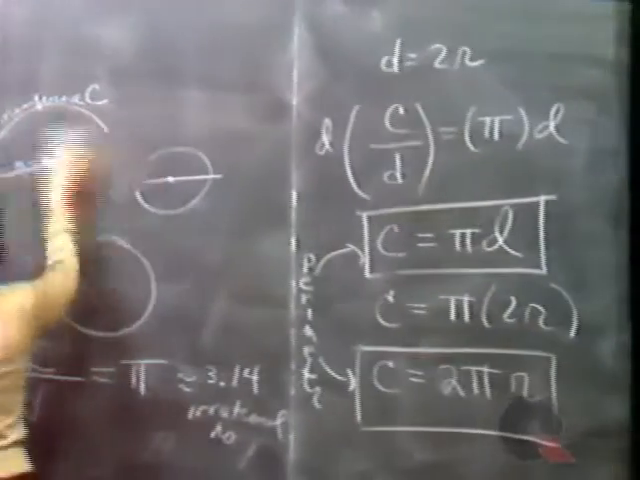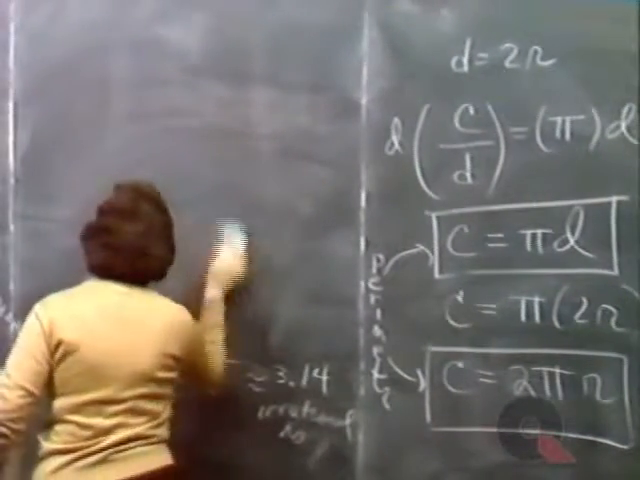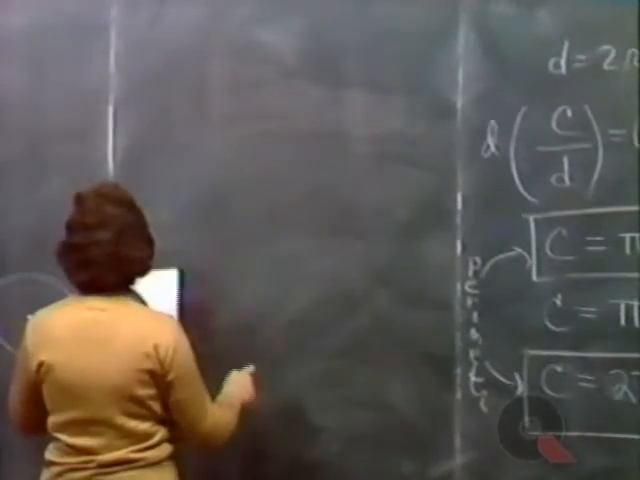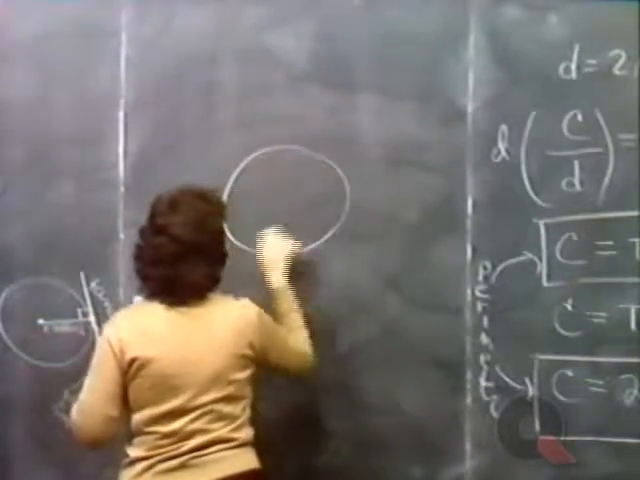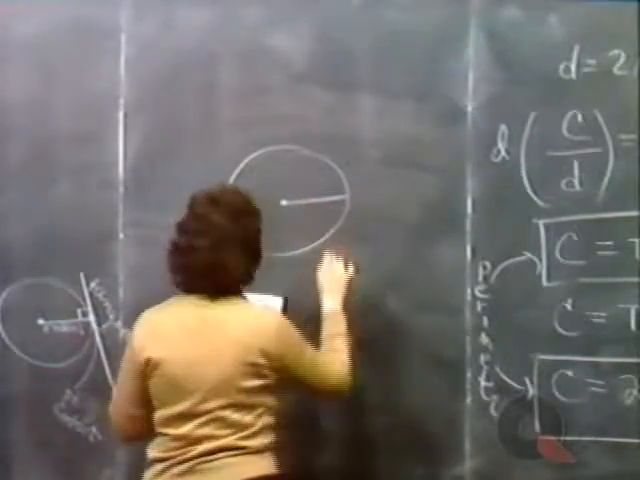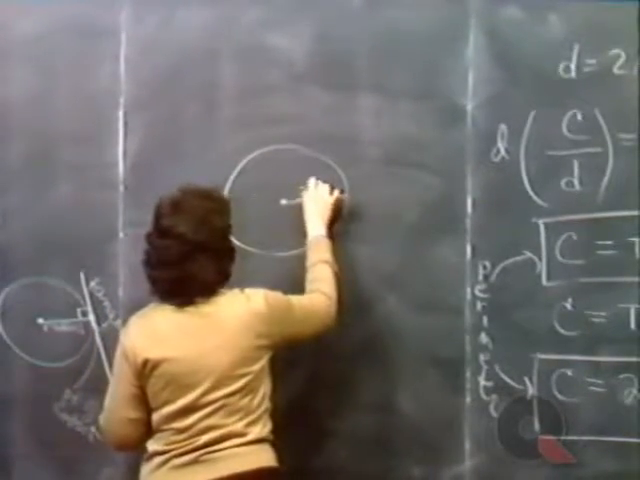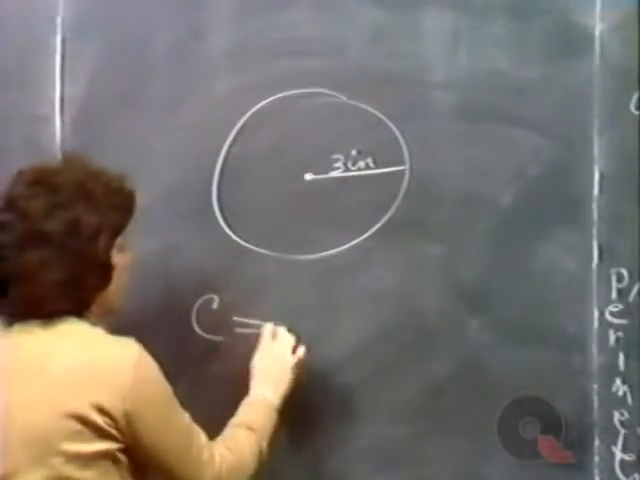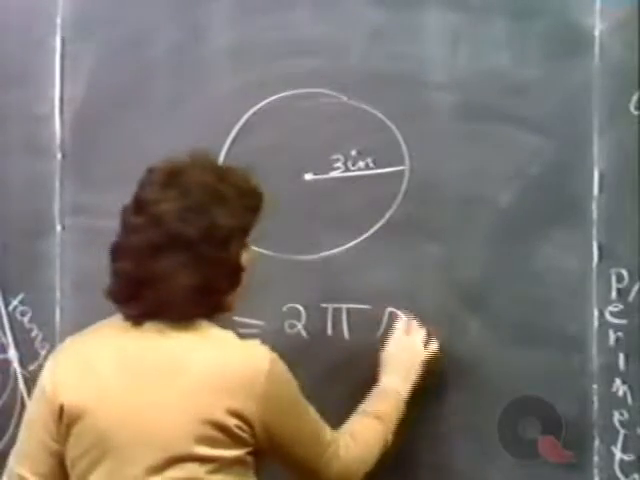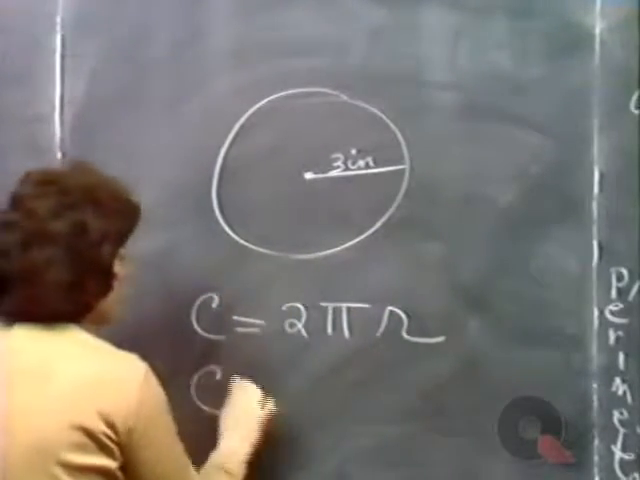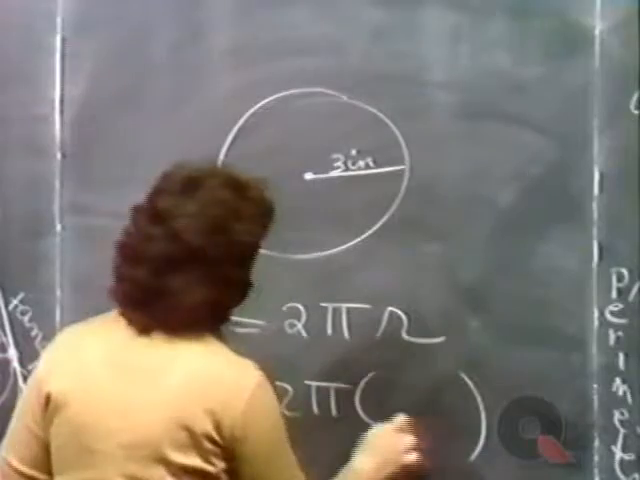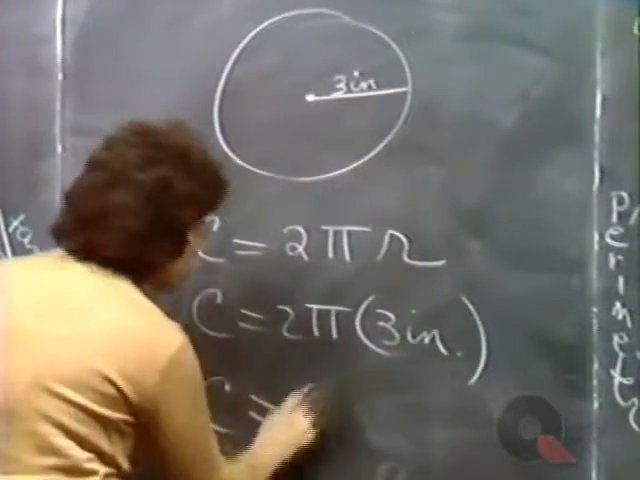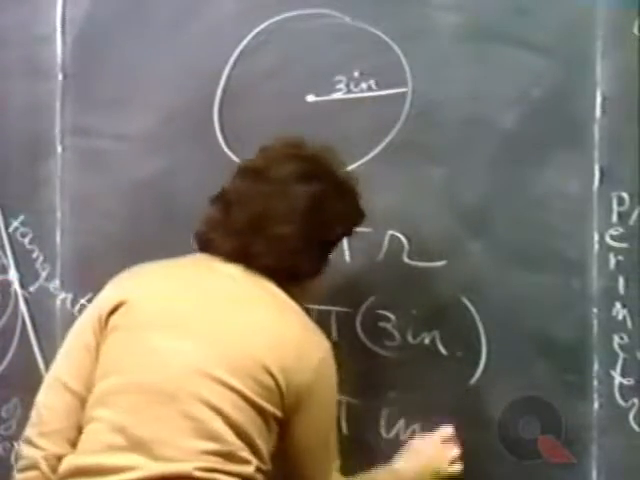Let's look at a typical example. Let's say we have a circle and the radius is 3 inches. And you're asked to find the perimeter or the circumference of the circle. The circumference is 2 pi r. Here r is 3 inches. So we get C is equal to 6 pi inches.